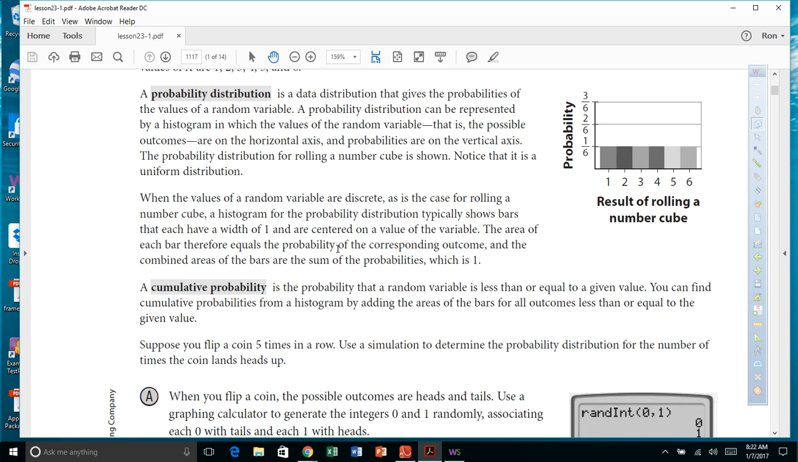When the values of a random variable are discrete, as in the case for rolling a number cube, a histogram for the probability distribution typically shows bars that each have a width of 1 and are centered on a value of the variable. The area of each bar, therefore, equals the probability of the corresponding outcome, and the combined areas of the bars are the sum of the probabilities, which is 1.